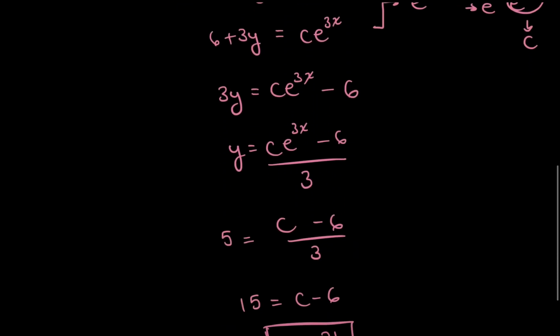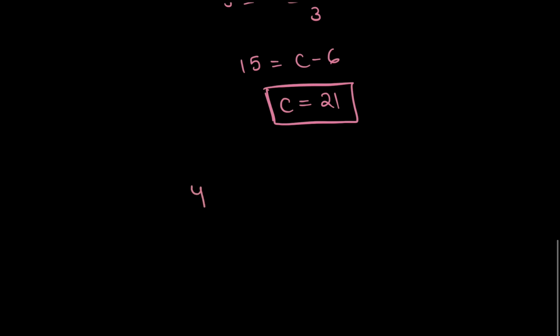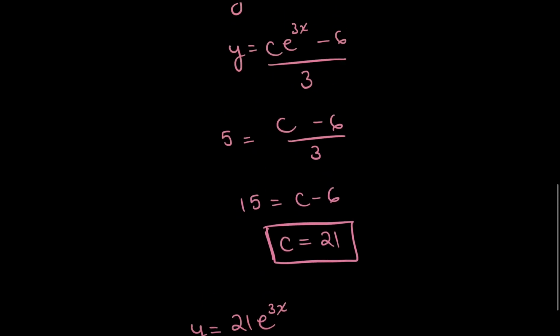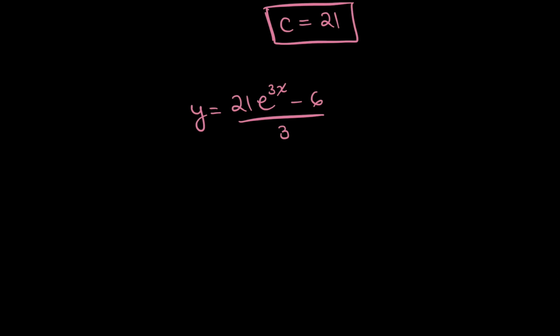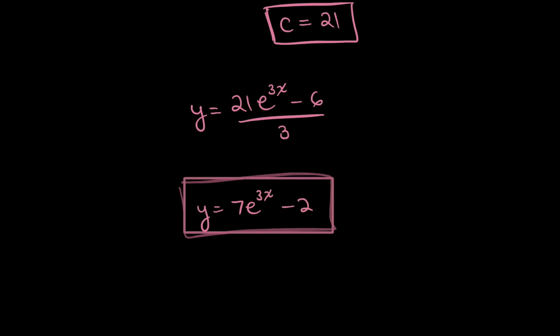Plugging that all back into my solution, I get y is equal to 21 e to the power of 3x minus 6, over 3. And making things cleaner by simplifying, I get that my solution is y equals 7 e to the 3x minus 2. And that's it.